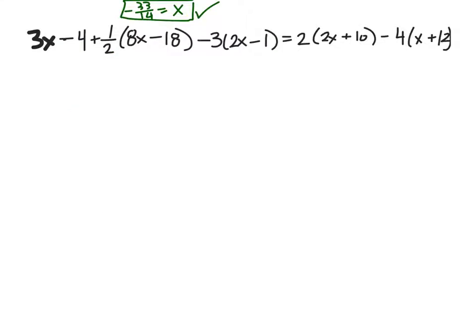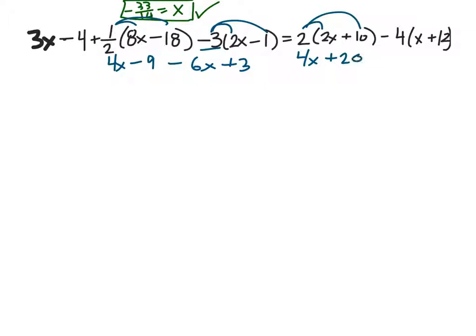Now on to these. We're going to have to distribute this 1/2. Let's do that first. So 1/2 times 8x is 4x. 1/2 times negative 18 is negative 9. Now this distribution is going to be a negative 3. So negative 3 times 2x would be negative 6x. And negative 3 times negative 1 is a positive 3. Then we'll distribute this 2. 2 times 2x is 4x. 2 times 10 is 20. And then again, we're distributing this negative 4. So negative 4x minus 48. And the rest of it stays the same.